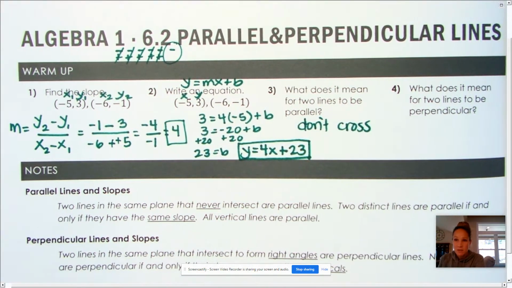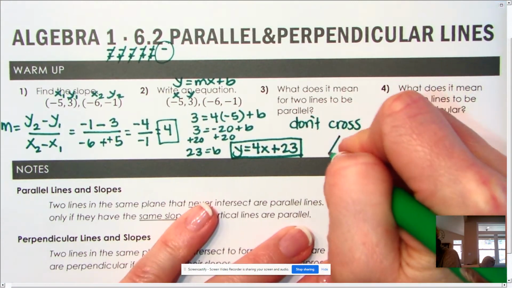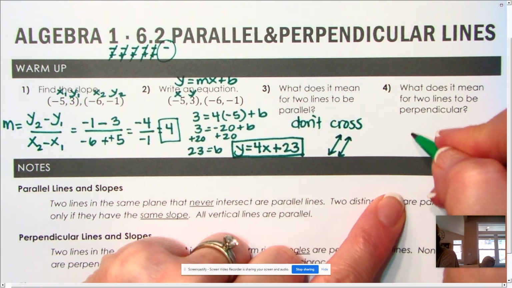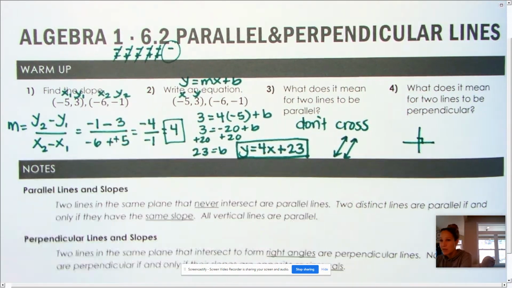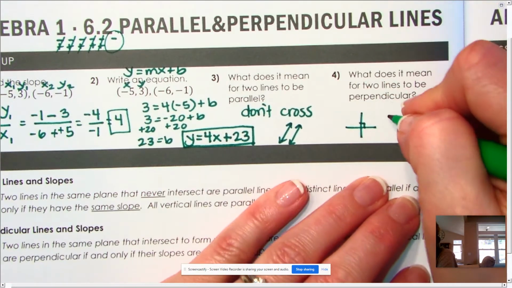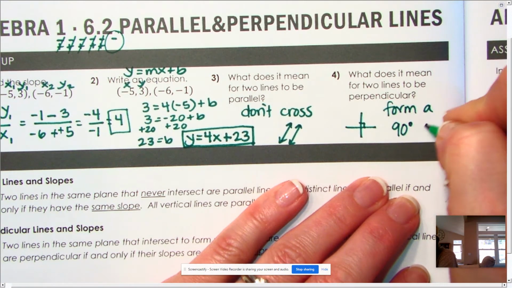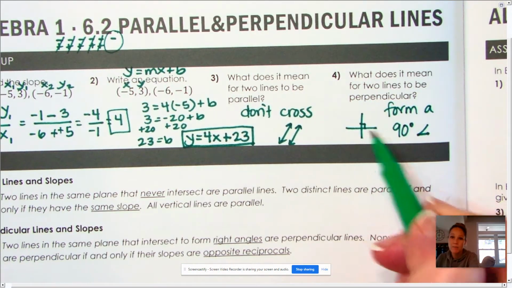Question number 4, what does it mean for 2 lines to be perpendicular? And I'm just going to draw a little picture for each of those just to help you remember what they look like. Perpendicular means that they intersect at a 90-degree angle. So I'm going to say that they form a 90-degree angle. And the symbol that we use for 90 degrees is that little square.